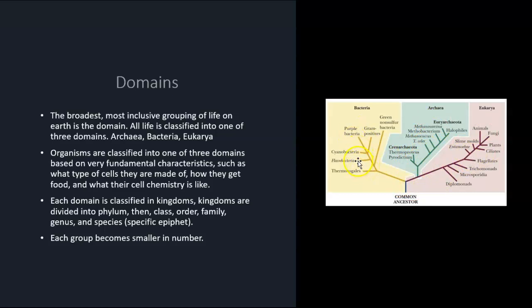Okay, so we came up with our 3 domains. And then each of these domains is divided into kingdoms. Kingdoms are divided into phylum, then down into class, order, family, and then finally the genus and the species or the specific epithet. And that is the scientific name. Each group becomes smaller in number all the way down to a single species.